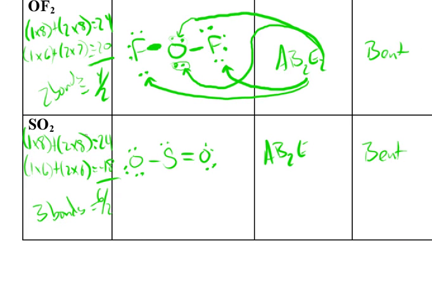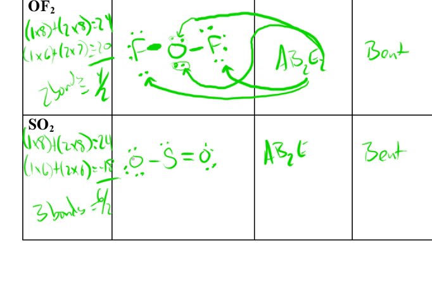If we go to the next one here, SO2, sulfur dioxide. Sulfur would love to have 8 valence electrons. Oxygen would love to have 8. Gives us 24 that they'd love to have. Sulfur actually has 6 valence electrons, and oxygen actually has 6 valence electrons. There's 2 of them, so that's going to give us a total of 18 valence electrons. We're going to do 24 minus 18. That'll give us 6. Divide that by 2. That'll give us 3 bonds.